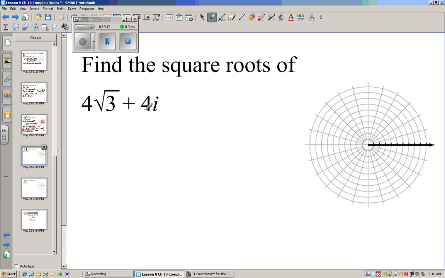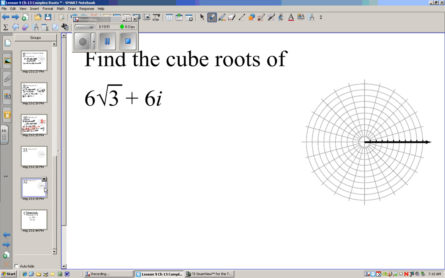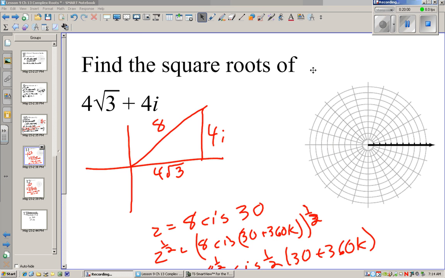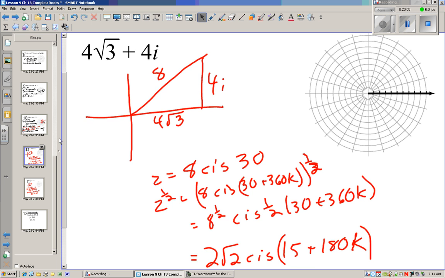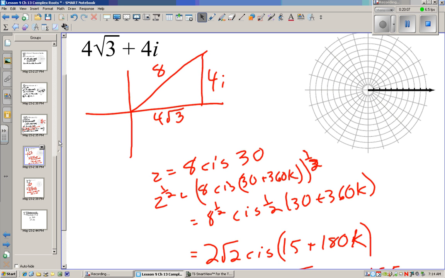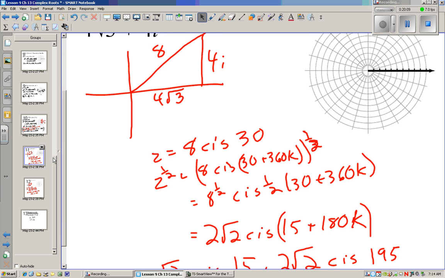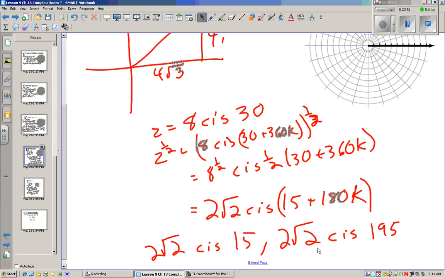All right, now find the square roots of 4 root 3 plus 4i, and 6 root 3 plus 6i. Pause this and take a second, and then I'll just show you the work and the answers. All right. Here is the answer to this problem. And as I go down a little further, you can see that these are the two answers, 2 root 2 cis 15 and 2 root 2 cis 195.